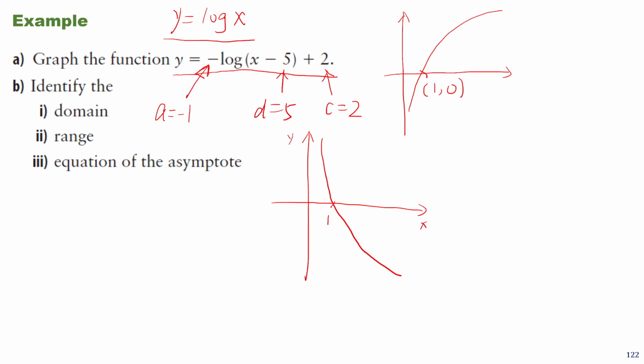And after that, we have a parameter d, which corresponds to a horizontal translation to the right by 5 units, right? And then after the transformation corresponding to d, the function moves somewhere here. And also the vertical asymptote also moves, also translated to the right by 5 units. So this line here is at x equals 5. And this point here becomes 6, 0, right?